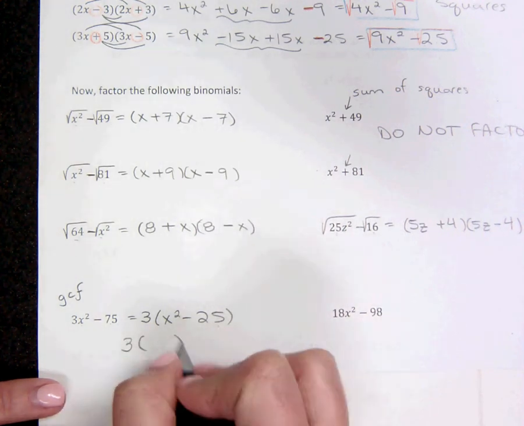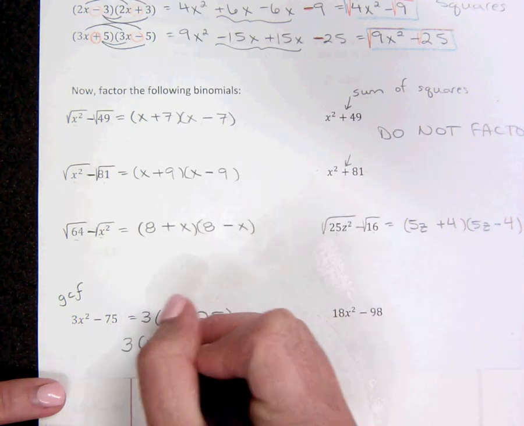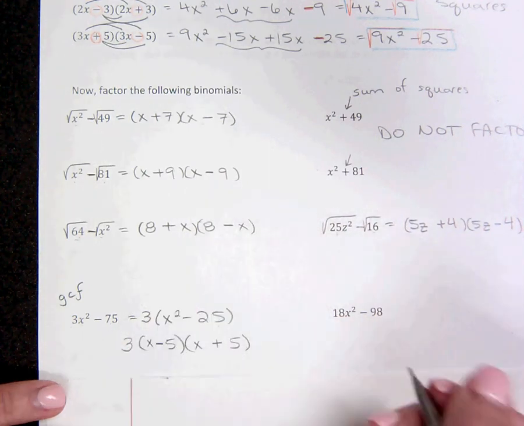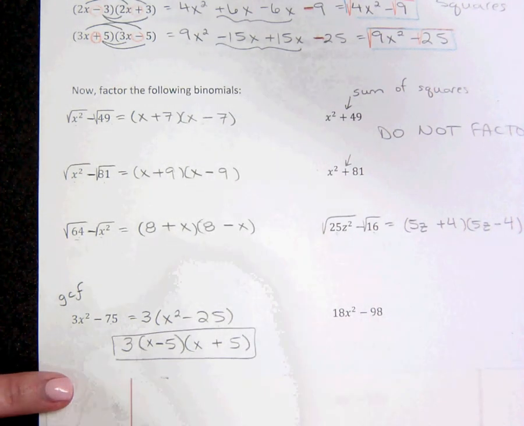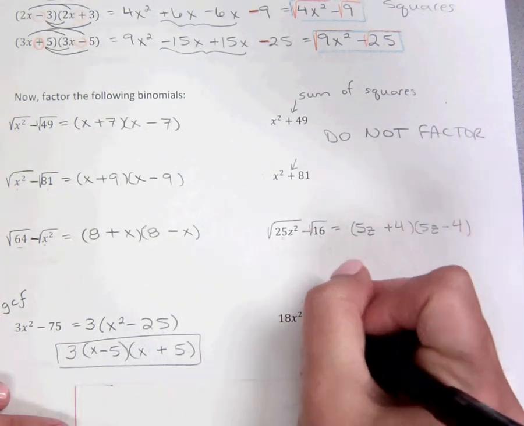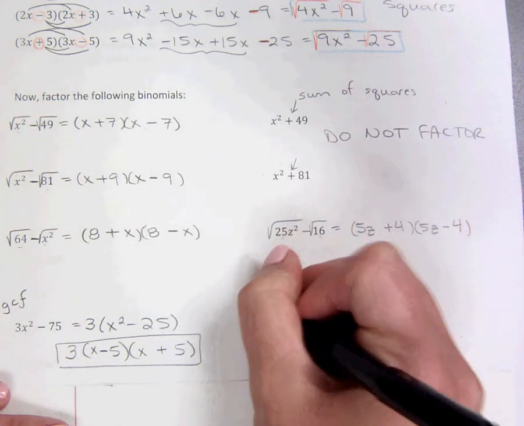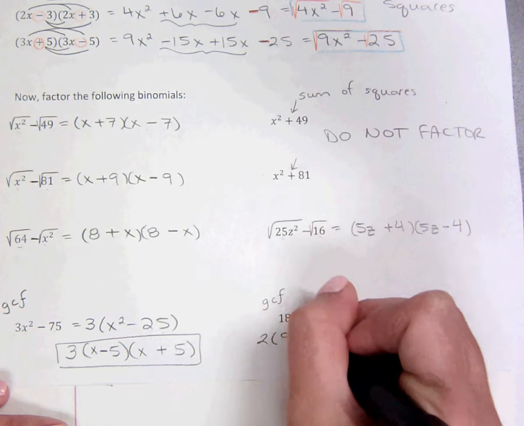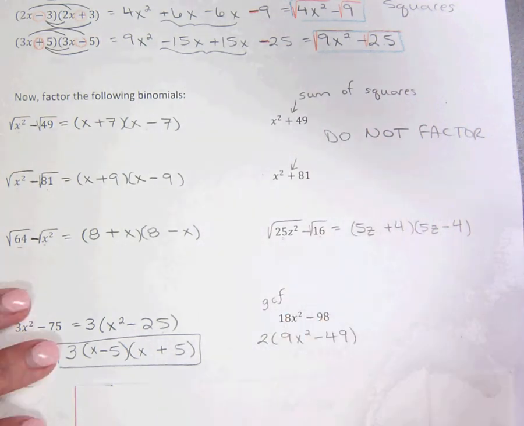So I'm going to have my 3, and then my binomials, that's going to be x and x, 5 and 5. One gets a plus, one gets a minus. And the only difference there is that you have your GCF out front. Same thing on the next one. We notice that it's a difference, but 18 is not a perfect square, nor is 98. So if we look for a GCF like 2, that'll give us 9x squared minus 49, and all of a sudden we have perfect squares.